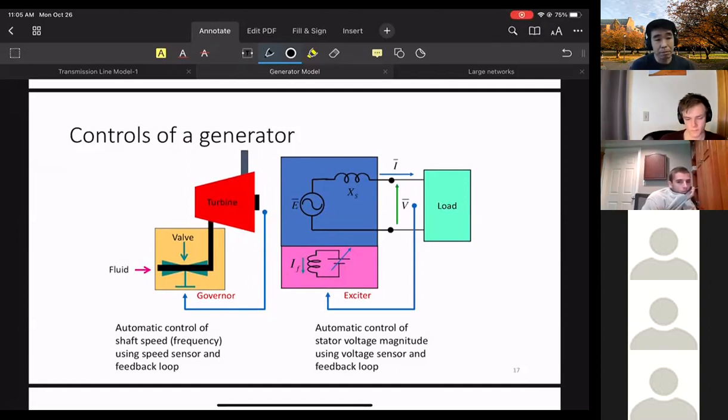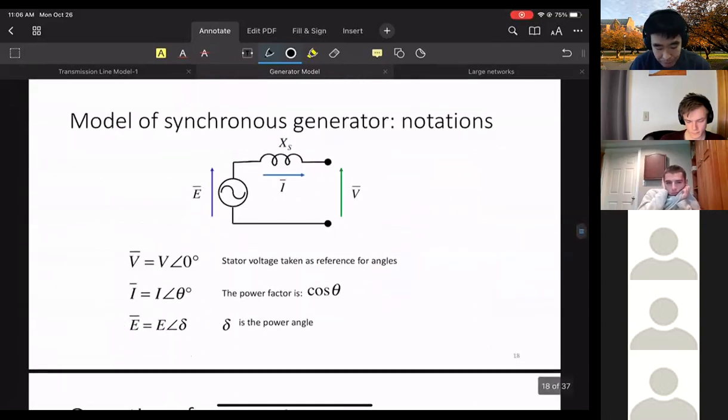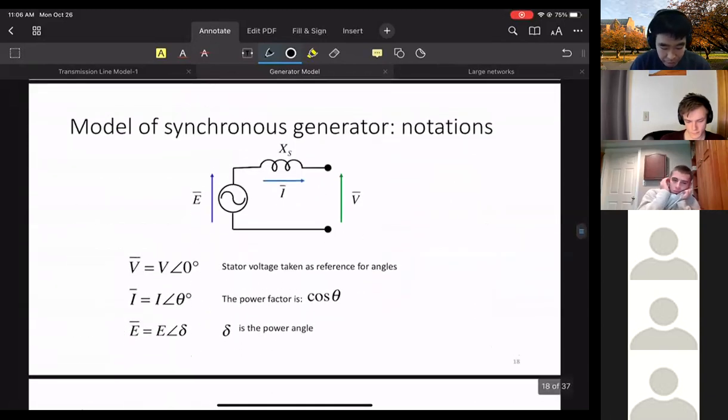The exciter is normally much faster than the governor because one is electronic and one is mechanical. The electronic control is normally much faster than the mechanical control. Basically, in a circuit diagram sense, electrically, we're going to assume the controls all take care of the internal generator dynamics. From a system analysis point of view, we're looking at a very clean model, basically.